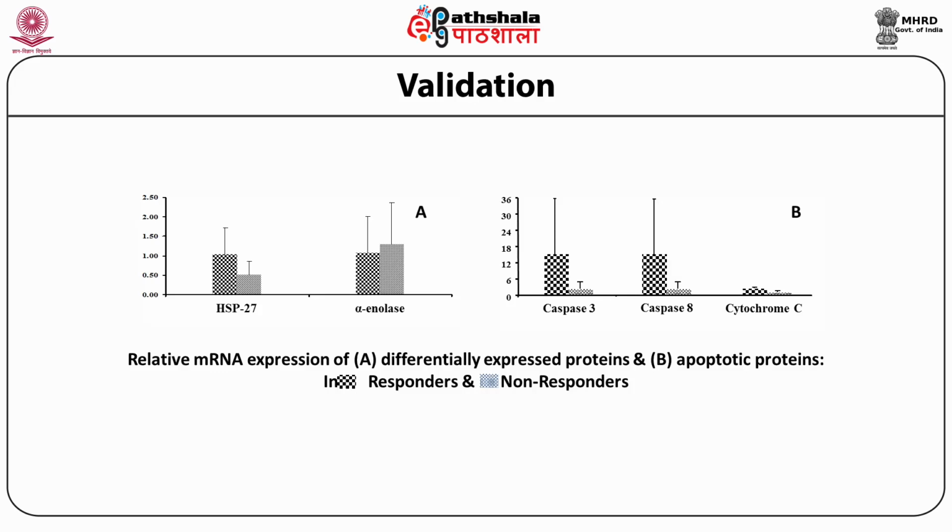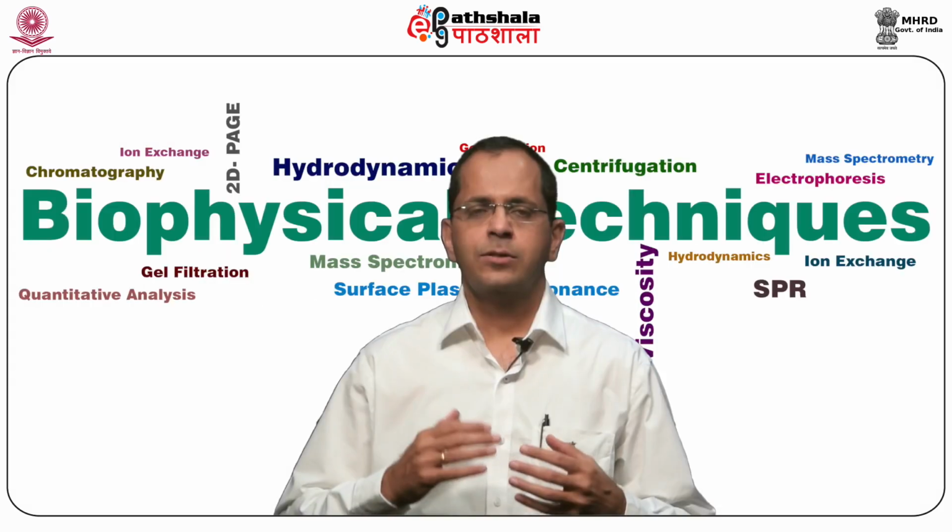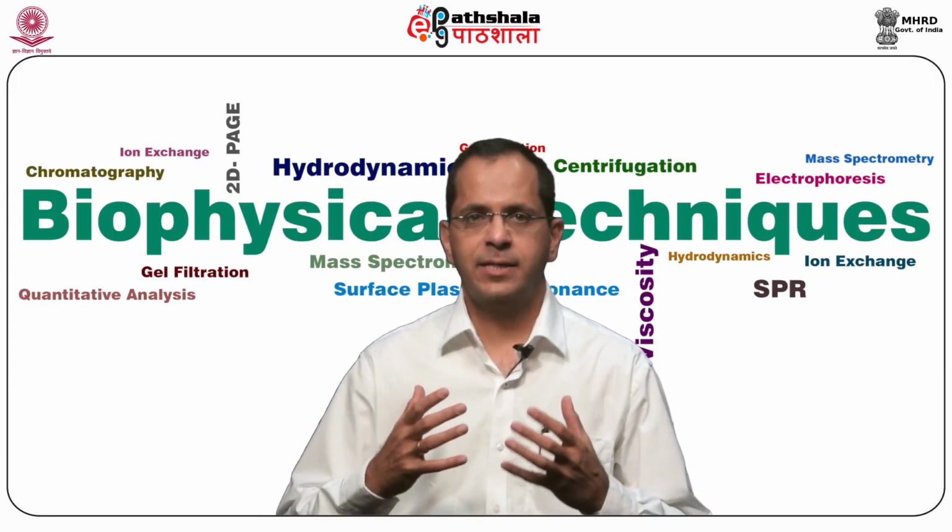Caspase 3, caspase 8 and cytochrome C are important and integral proteins of apoptosis, and the upregulation of these three proteins reflects the increased apoptotic state in the responders as compared to non-responders. So, what are the highlights of this particular study?